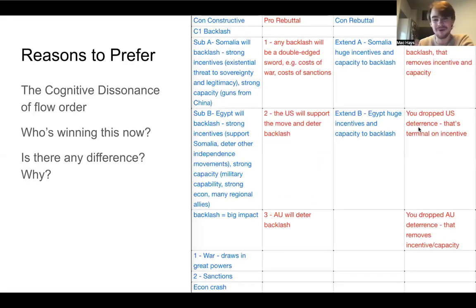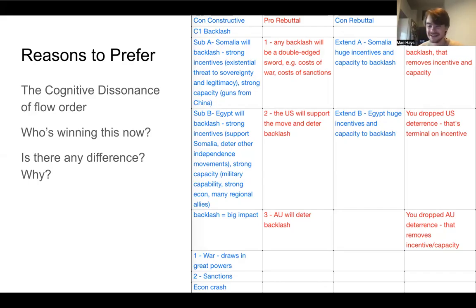So for example, now it's the same arguments, but in this case, the neg is running backlash. They have two subpoints, both about backlash. Subpoint A is Somalia has strong incentives and capacity to backlash. Subpoint B is that Egypt has the same. The pro rebuttal gives three pieces of what they call terminal defense. They say, number one, impossible, there are massive costs of war and sanctions. Number two, impossible, the US will swoop in and deter any aggressors. And number three, the African Union is very strong and they will deter any backlash.